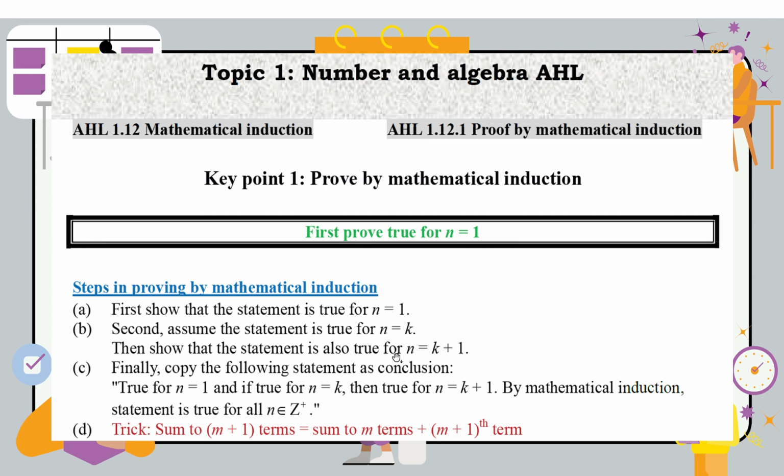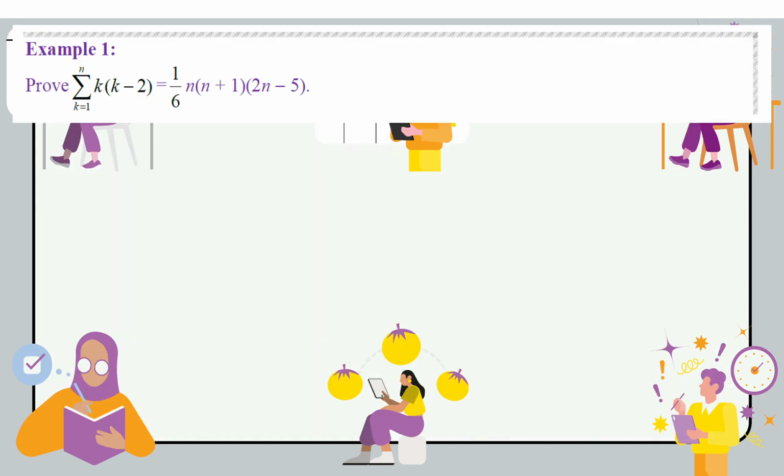The trick is the sum to m plus 1 terms is equal to the sum to m terms plus the m plus 1 term. For the sum to m terms, you can use the assumption to work on it. You got it? Try to do this one. Try to prove this summation equals 1/6 of n plus 1 times 2n minus 5. Really hard, but follow our steps.